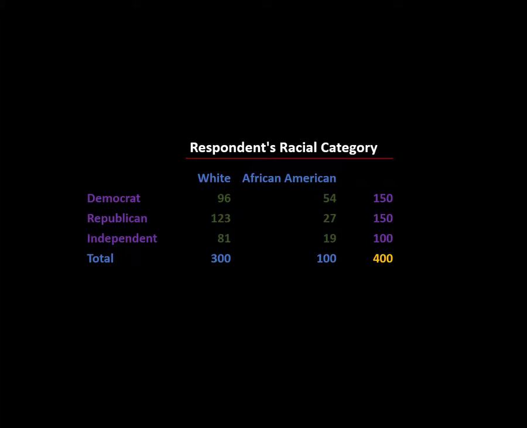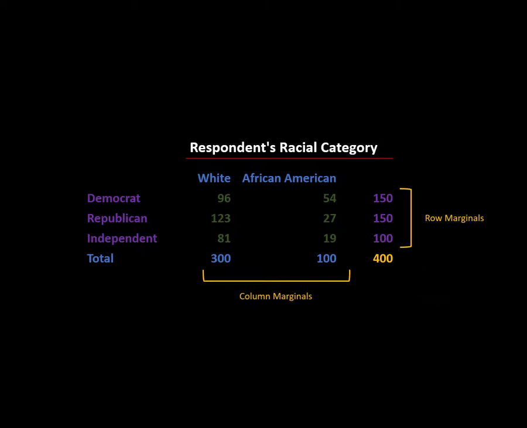If we read across the table, we can see that 150 Democrats, 150 Republicans, and 100 independents responded to the survey. Reading down the columns, we can see there were a total of 300 whites and 100 African Americans. The row and column totals are called, respectively, the row marginals and the column marginals. A total of 400 people completed the survey.